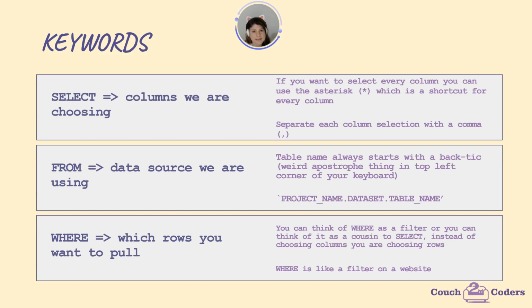Where is like a cousin to select. Instead of cutting up your data vertically and pulling columns, you're cutting up your data horizontally and selecting the types of rows that you want. And in the example, when we used where, we looked at it as if it was a filter on a website.